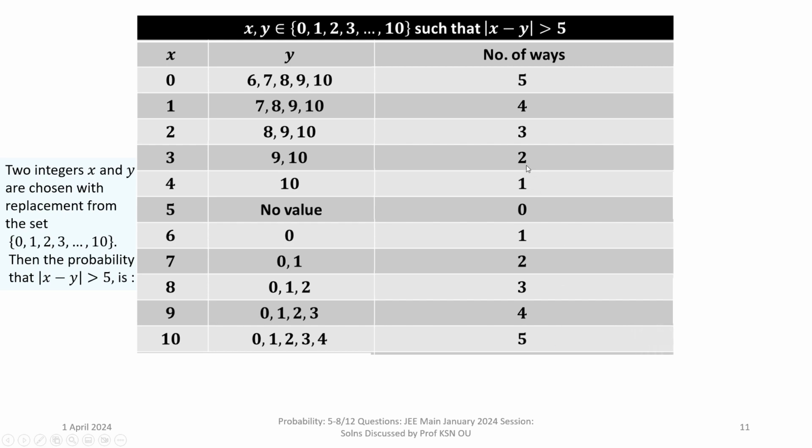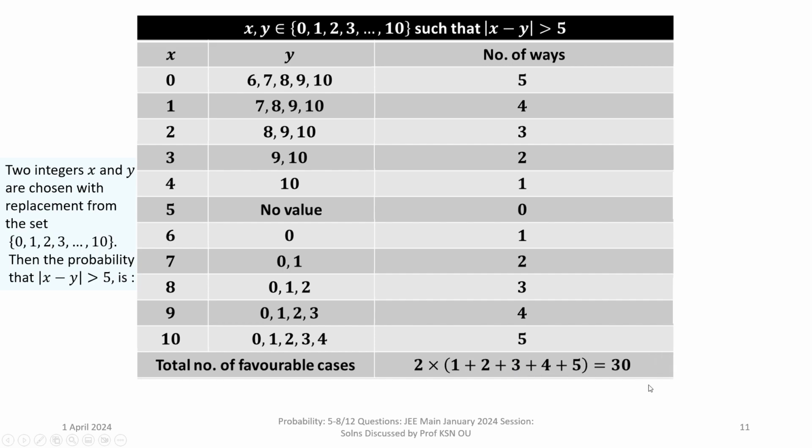If you see 1, 2, 3, 4, 5, in the above, and 1, 2, 3, 4, 5 in the below. In the middle, it is 0. So that means the number of ways will be 2 times of 1 plus 2 plus 3 plus 4 plus 5. So that will be 30.